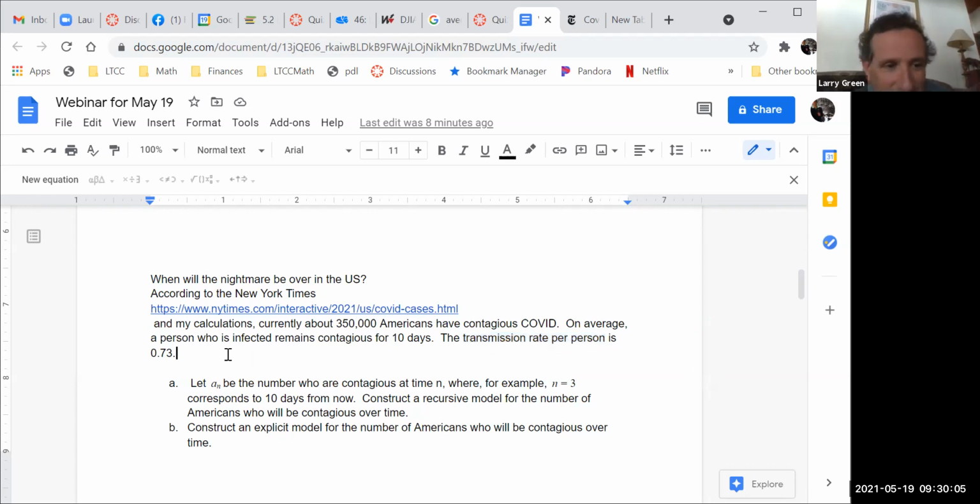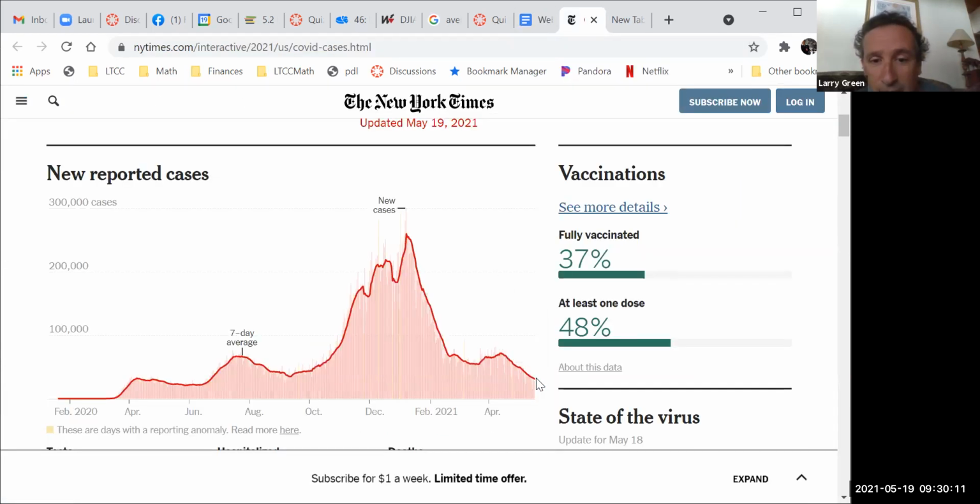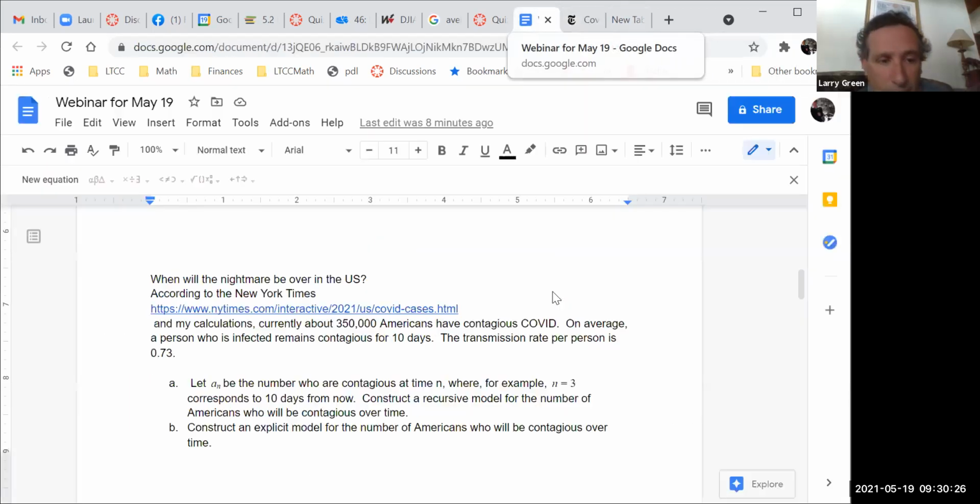And I did a calculation based on the following. I'll show you. I looked at what it is now, and I looked at 10 days ago. Based on what it is now and what it was 10 days ago, I was able to figure out what the transmission rate was. Okay. So the transmission rate was 0.73. Any questions on that?